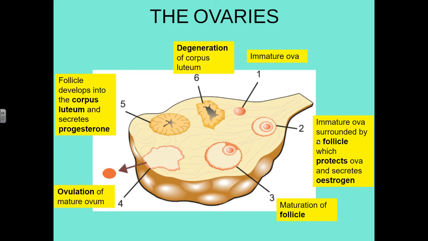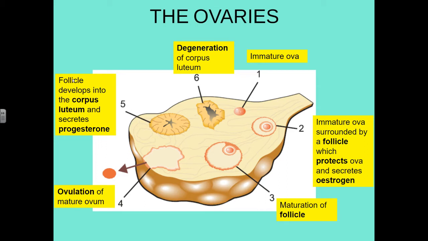This again is a little bit more information than we really need for this stage of the course, but it is required for your notes. So we have the immature ova surrounded by this line, the follicle, which protects it and secretes estrogen. It's starting to fill with fluid, starting to mature. What we call ovulation is when the follicle membrane breaks, fluid is released and so is the ovum. And then again, it's a key area 2 topic content.